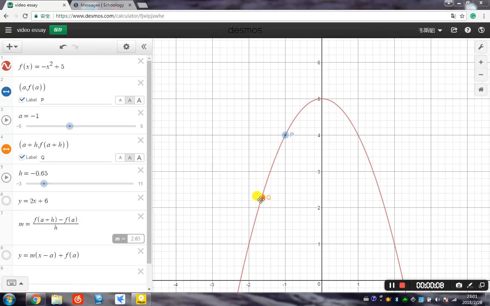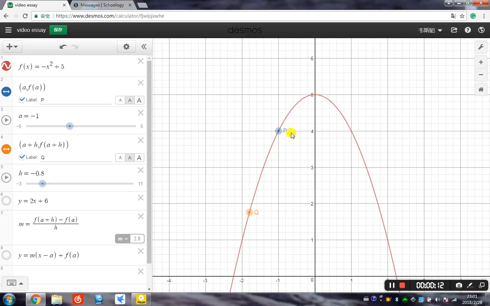Okay, so here is the function. The function looks like this. So we've got a point P, which is (a, f(a)) on this function, and because it's a preceding approach, the other point is supposed to be on the left-hand side of the point P. Because of this general formula, if this is (a, f(a)), then this point Q is supposed to be (a + h, f(a + h)).